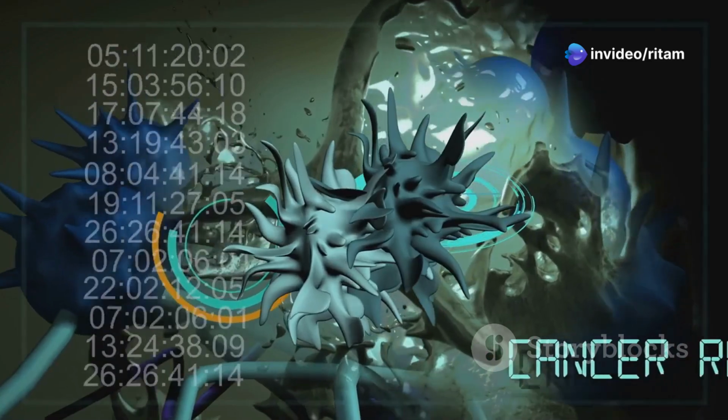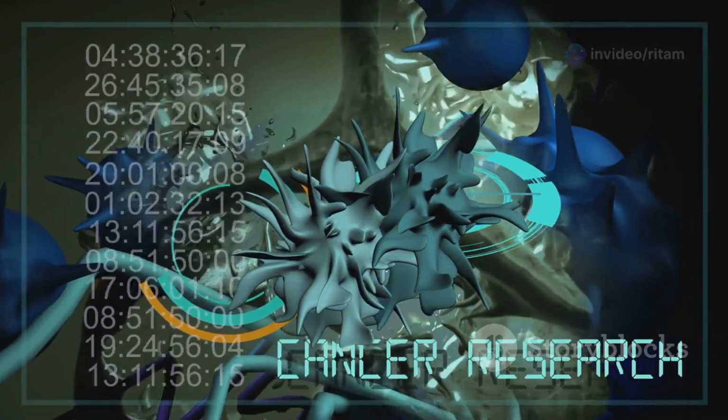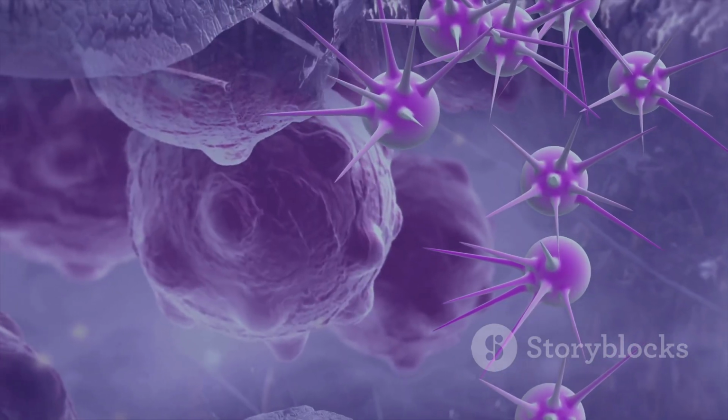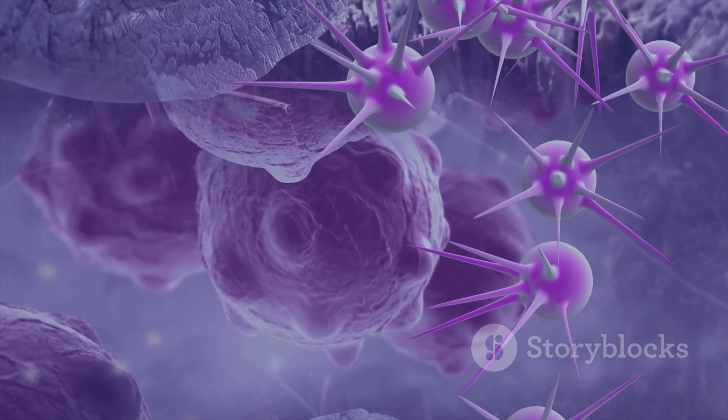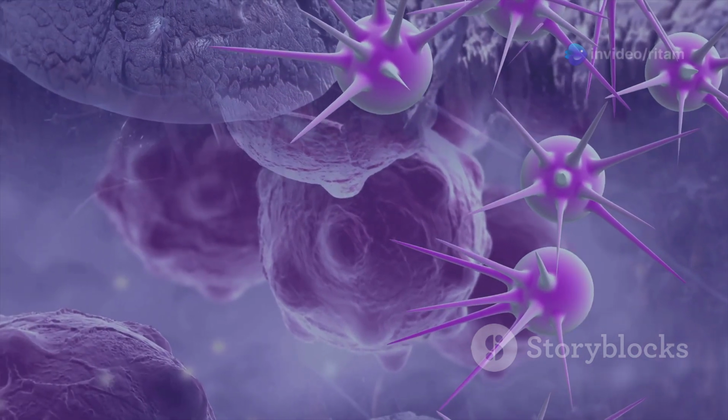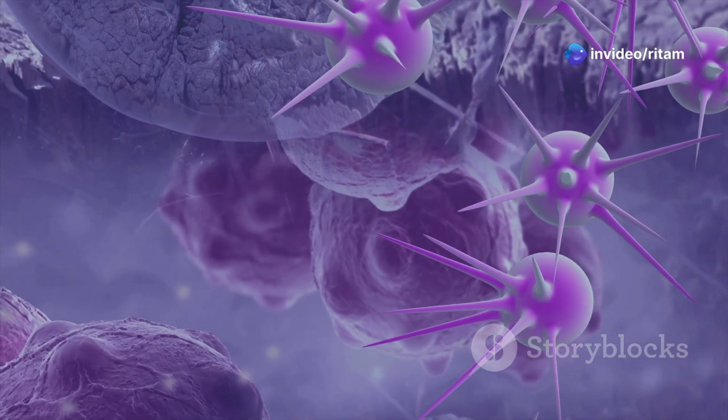Finally, the rebellion reaches its peak with metastasis. Cancer cells break free from the original tumor and travel to distant sites, establishing new colonies and spreading the chaos throughout the body.